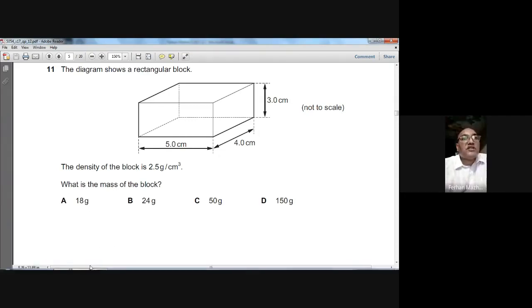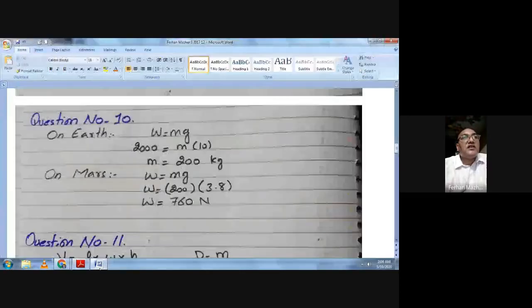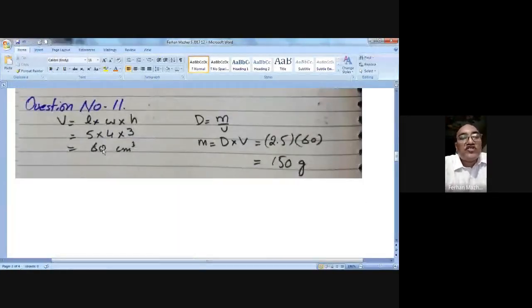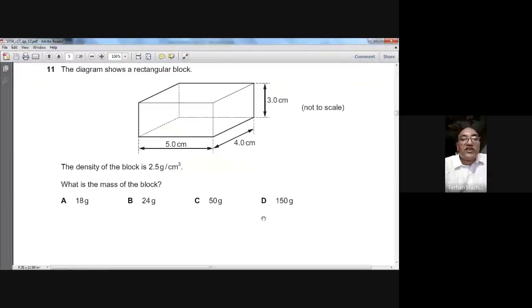I have done this work on a paper also. Let me show you that. On your screen you can see question number 11. First I found the volume of the rectangular box, length into width into height, 5 multiply 4 multiply 3, and 60 centimeter cube. Density formula is D equals m by V. If I make m the subject of the formula, it will become D into V. D is 2.5 into 60, and the answer will be 150 gram. So you see 150 gram, D is the choice. Question number 11, D is the choice.